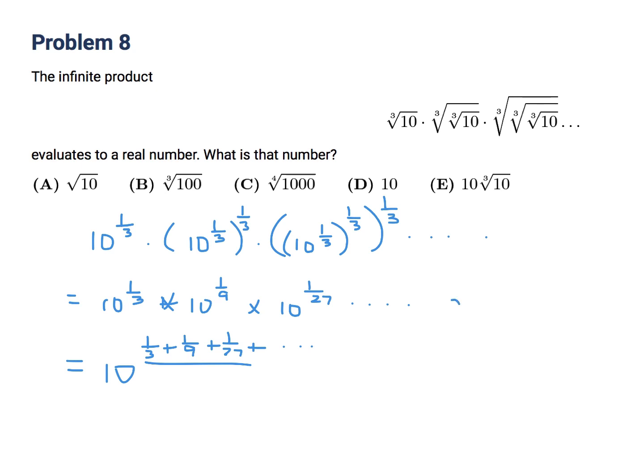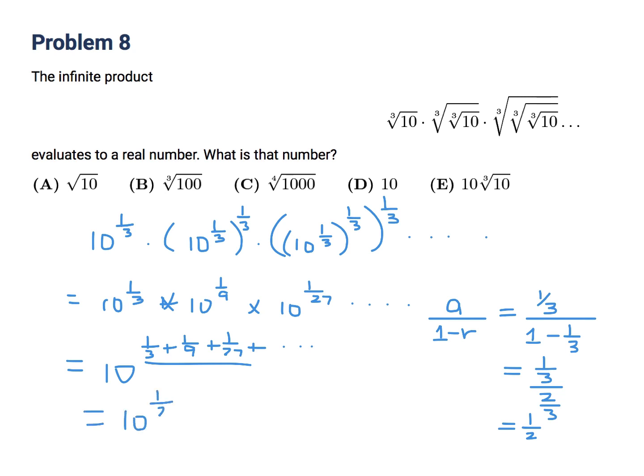So the sum of an infinite geometric series is a over 1 minus r, where a is the first term, in this case 1/3, and r is the common ratio. In this case, the ratio is 1/3, because every time you're multiplying by 1/3. So there we go. This looks like 1/3 over 2/3, which is 1 over 3 times 3 over 2, which is 1/2. So this is basically 10 to the 1/2, and that is root 10. So that basically is A.